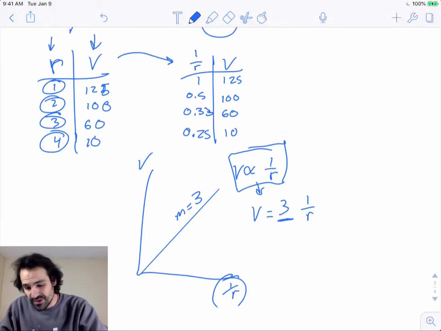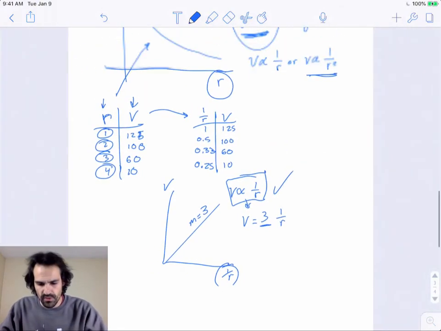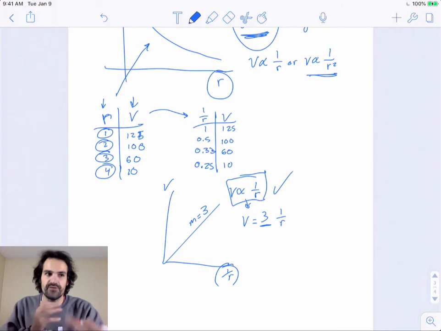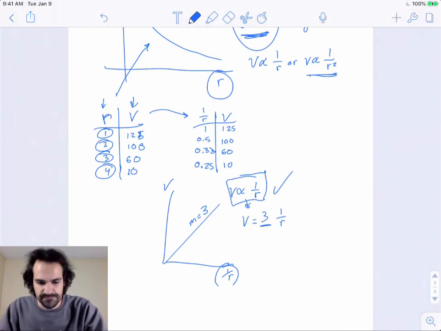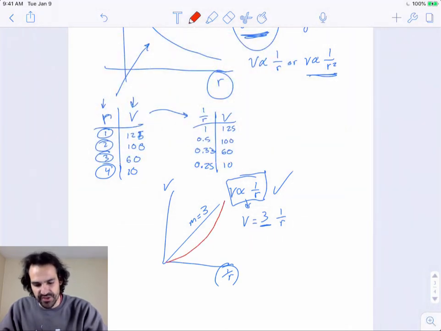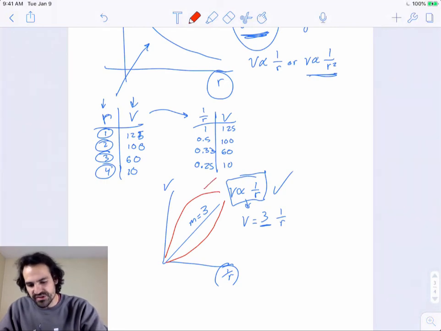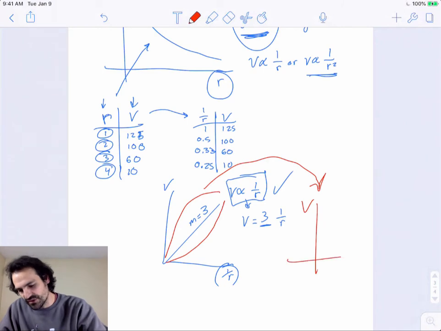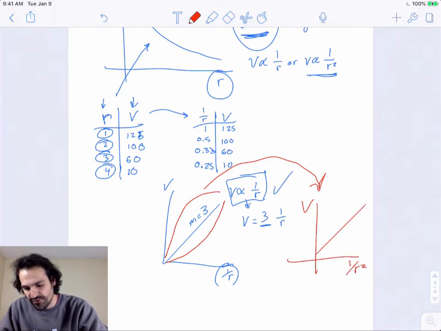So now that we know that, you should have a rough idea of how this works. However, just like exponential, if you still get a curve, whether it's this curve or this curve, we're still going to have to make our third graph that's going to be voltage versus 1 over R squared. And hopefully that will make a linear line, right?